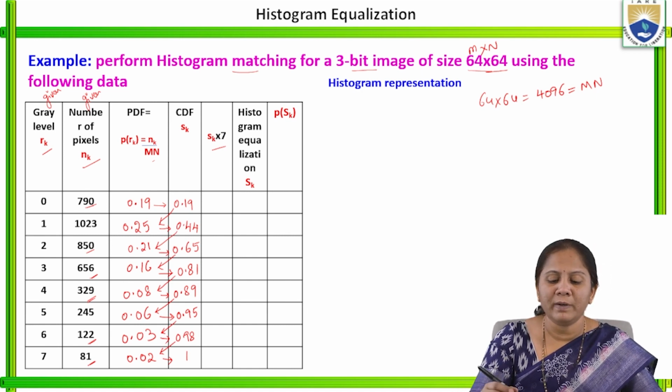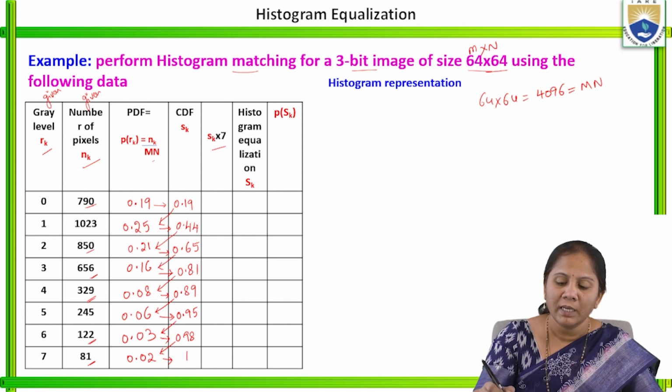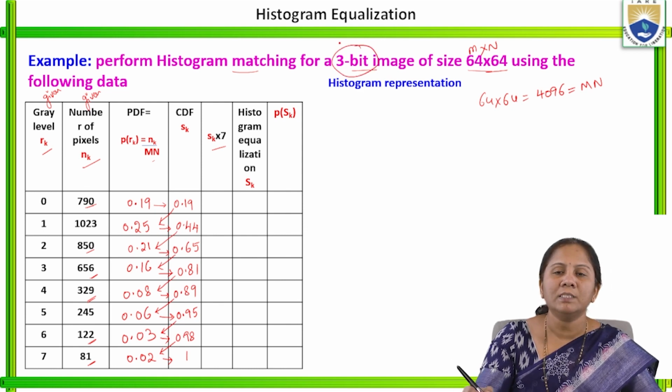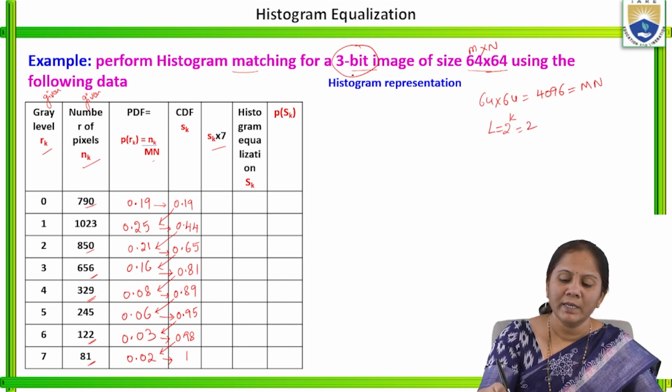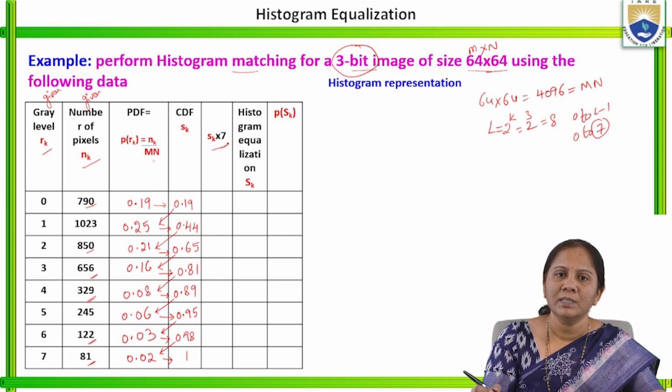Why do we multiply the value of Sk with 7? In the question, they have given that it is a 3-bit image. For any 3-bit image, the number of gray levels is given by the formula 2 power k, where k represents the number of bits. Here the given bits is 3, so 2 power 3 is 8. So a total of 8 levels will be available, represented from 0 to L minus 1, that is 0 to 7. The maximum gray level is 7. That's why we multiply with 7.